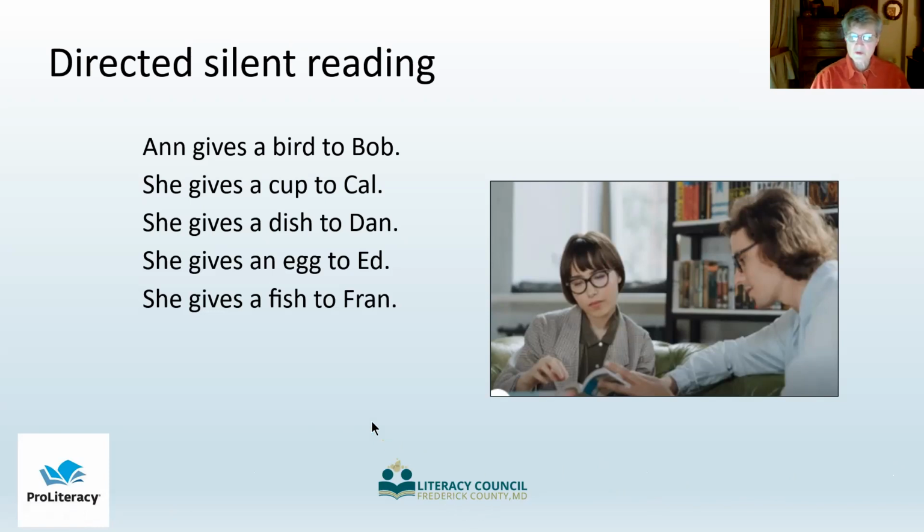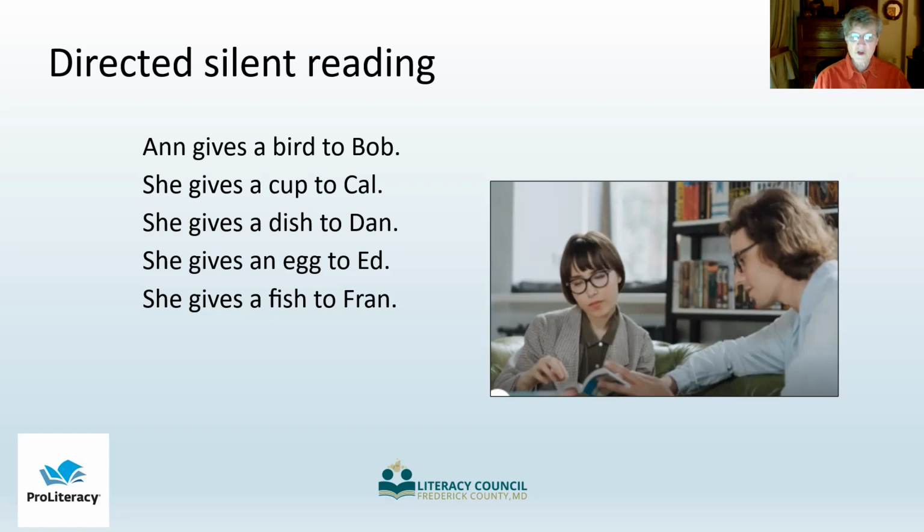All right, so the first sentence on the slide tells what Anne gives to Bob. Please read the sentence aloud. Anne gives a bird to Bob. Good. Okay, the next sentence tells what she gives to Cal. Please read that aloud. She gives a cup to Cal. Now read the next 3 sentences to yourself to find out what Anne gives to the other people. What does she give to Dan? A dish. What does she give to Ed? An egg. What does she give to Fran?